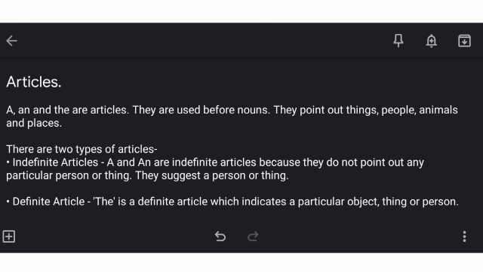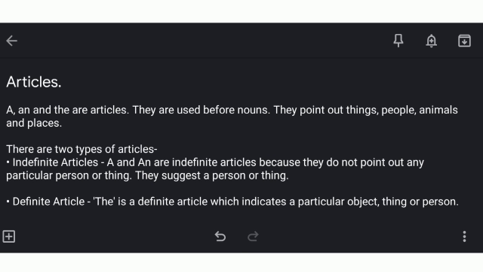What are articles? A, an, and the are articles. They are used before nouns. They point out things, people, animals, and places. So basically, there are three articles: a, an, the. They are used before the nouns in a sentence, and they point out common nouns, which are things, people, animals, and places. There are two types of articles: indefinite articles and definite articles.